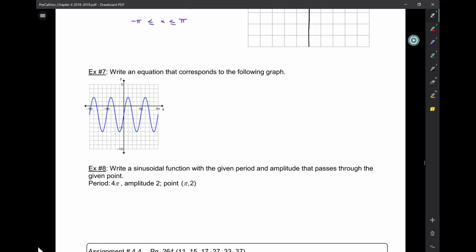In this problem, let's go backwards. Now I've given you the graph. Can you come up with the equation for it? Okay? Well, of course you can. All right. Write an equation that corresponds to the following graph.